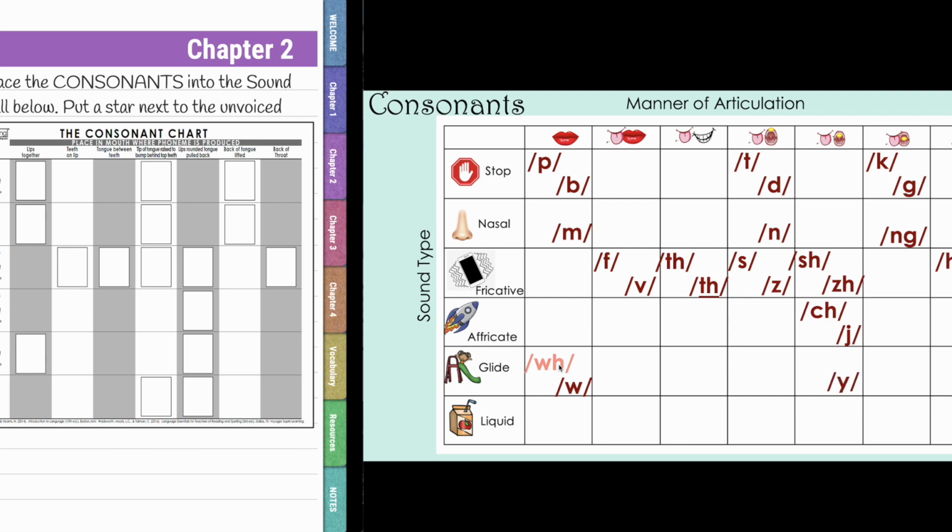Now, the Y is the only other glide we have, and that one you just pull your tongue back, but your mouth still drops open. Yeah. And then you have the two liquids.